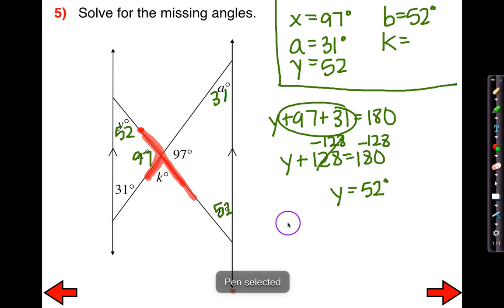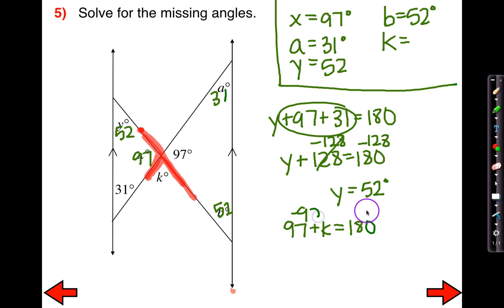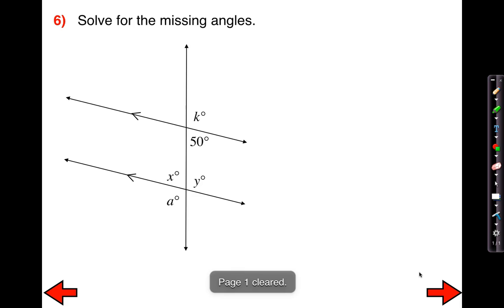So I can go ahead and set up my equation as 97 plus K equals 180 degrees. So simply subtract 97 from both sides. And I'm left with K equals 83 degrees. And those are the answers. So with that example, I would like you to go ahead and apply everything you know and try number 6 by yourself.